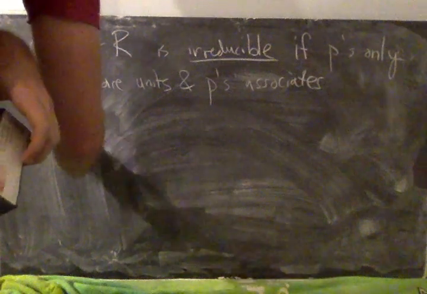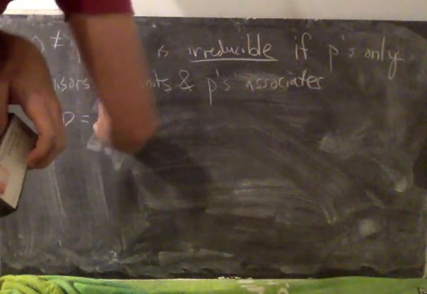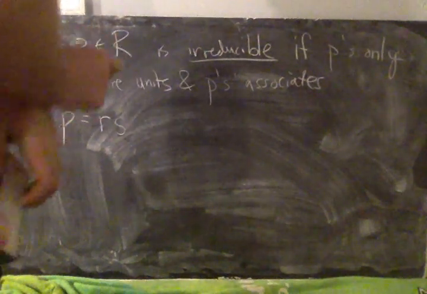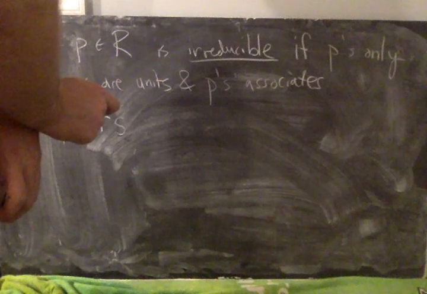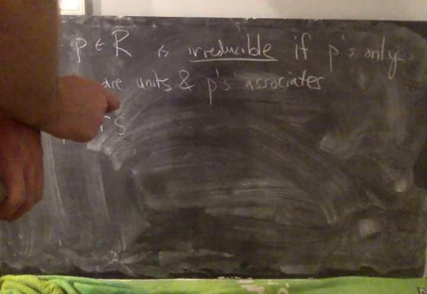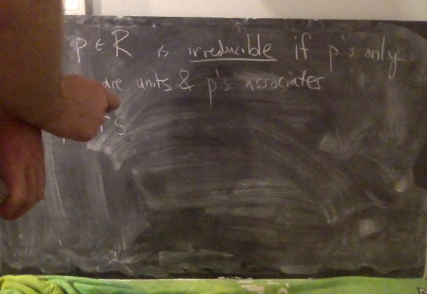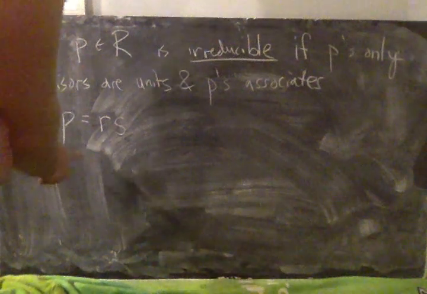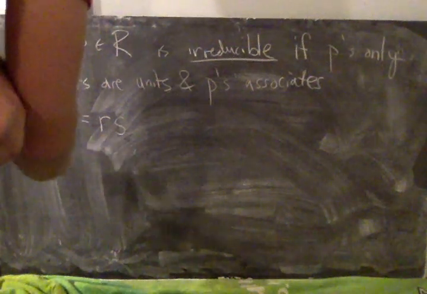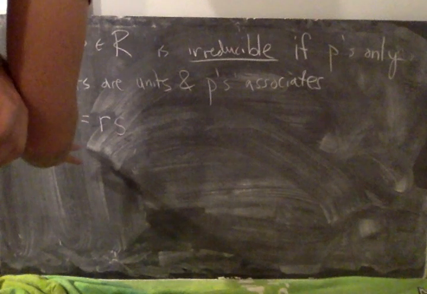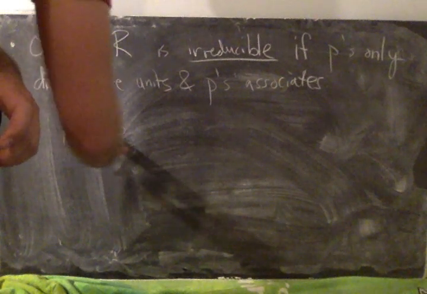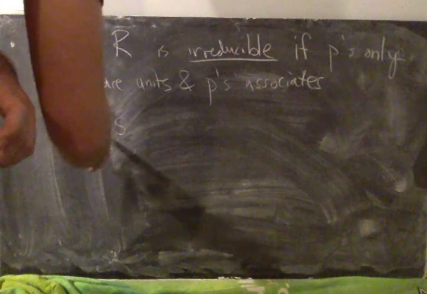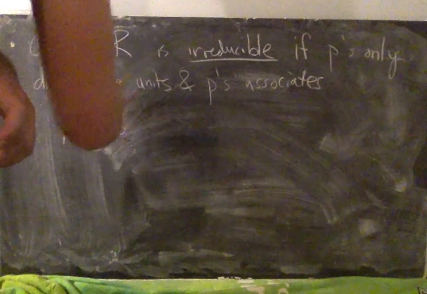So basically what we have here is that if you write p is equal to r times s, right, every time you have a factorization like this, one of these is going to have to be a unit. So for example, if both of these could be a unit potentially, that's fine. If one of them is a unit, then we're done.